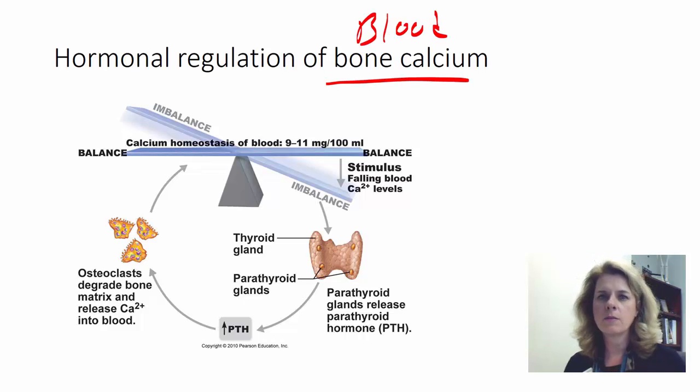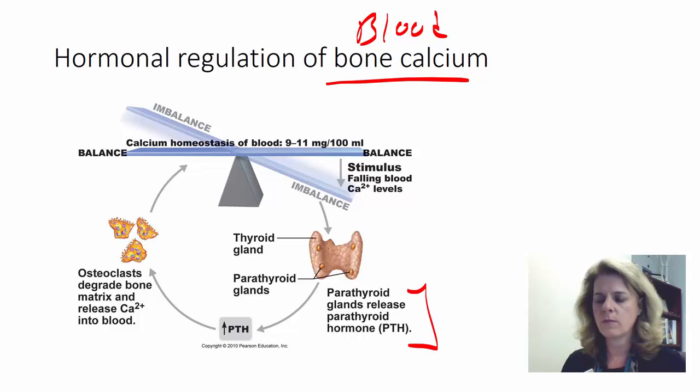So we regulate how much calcium is in our bone and our blood using hormones. And so there's two hormones. One's called calcitonin and one's called parathyroid hormone. Calcitonin doesn't have a huge effect in humans. Okay, it's been shown in some other animals. It doesn't have a real big effect in humans.